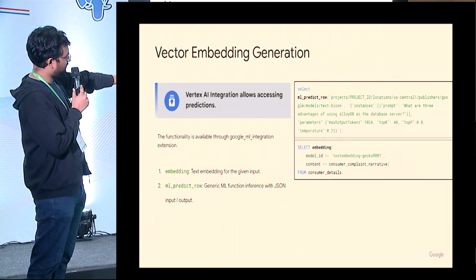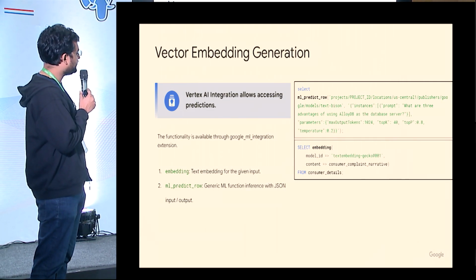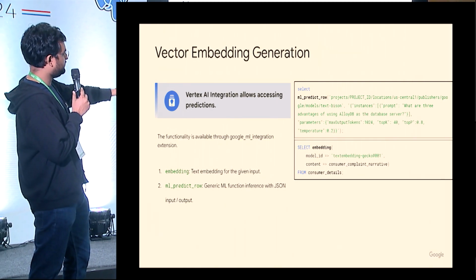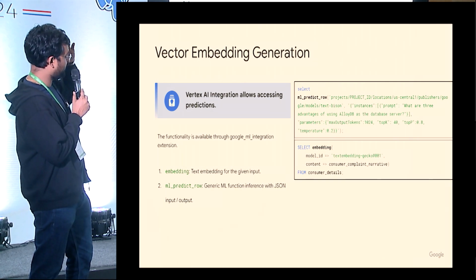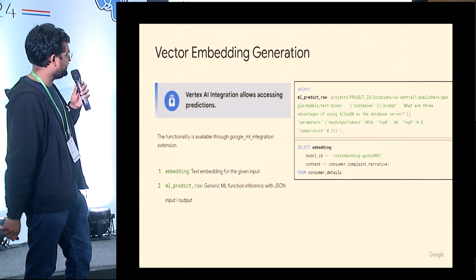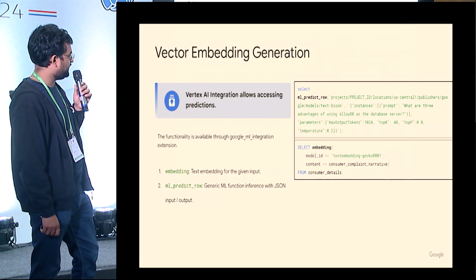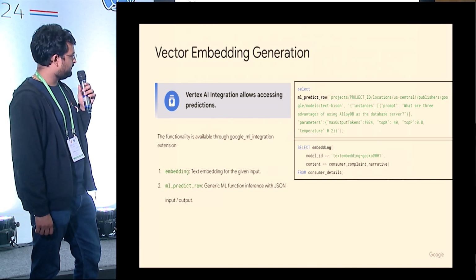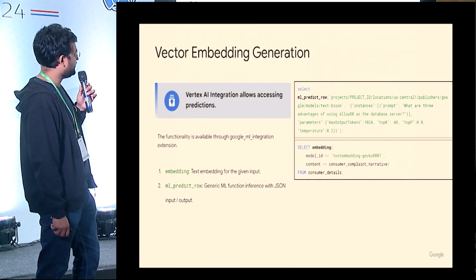We are reading all the data from the consumer details table to generate embeddings for the entire database. This is not storing it, this is just the read part of it. You can similarly store it by putting it in an update clause as well. Same thing goes for ML predict row, but ML predict row is more generic. It allows customers to interact with any model hosted in the Model Garden of Vertex AI, and they can also use it to interact with any model which they have hosted on the Vertex AI platform, which is Google's AI/ML platform in GCP.